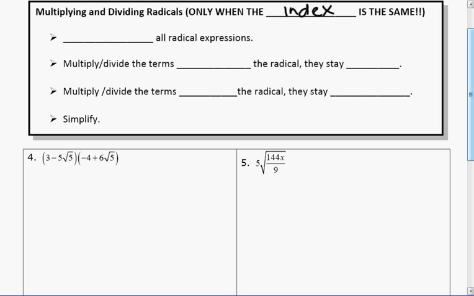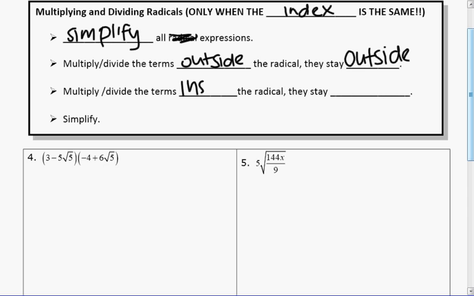So what you're going to do is first simplify all expressions. Just simplify everything first before you go further. Then you're going to multiply or divide the terms outside the radical, whatever's outside, and they're going to stay outside. And then you're going to multiply or divide the terms that are inside the radical, and they're going to stay inside. And then finish it off, you're going to simplify.